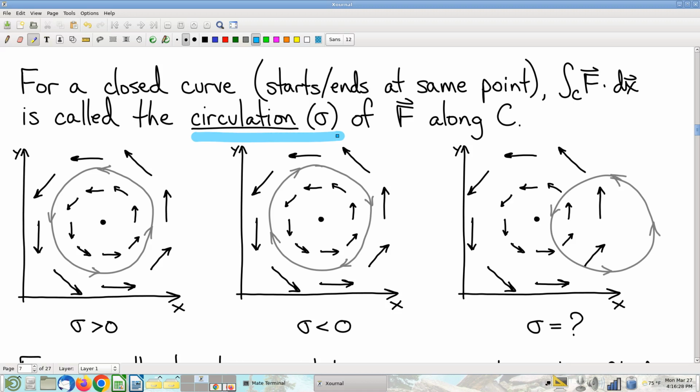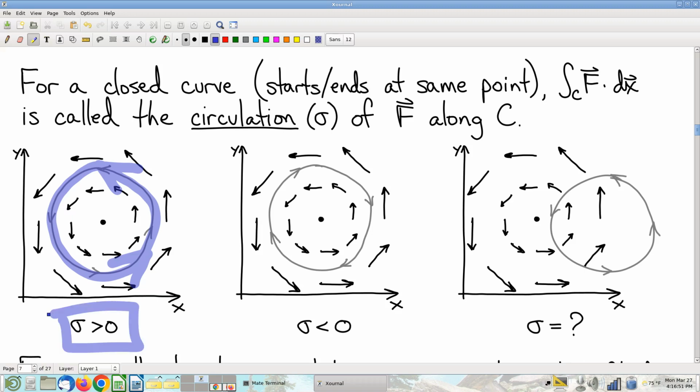So again, keep in mind the orientation of your curve is how you're asking the question. Looking at this curve here, oriented counterclockwise, when I ask what's the circulation along that curve, I'm asking to what extent will my leaf be rotating counterclockwise? And the answer is it will be rotating counterclockwise a positive amount. Namely, it will be going counterclockwise.